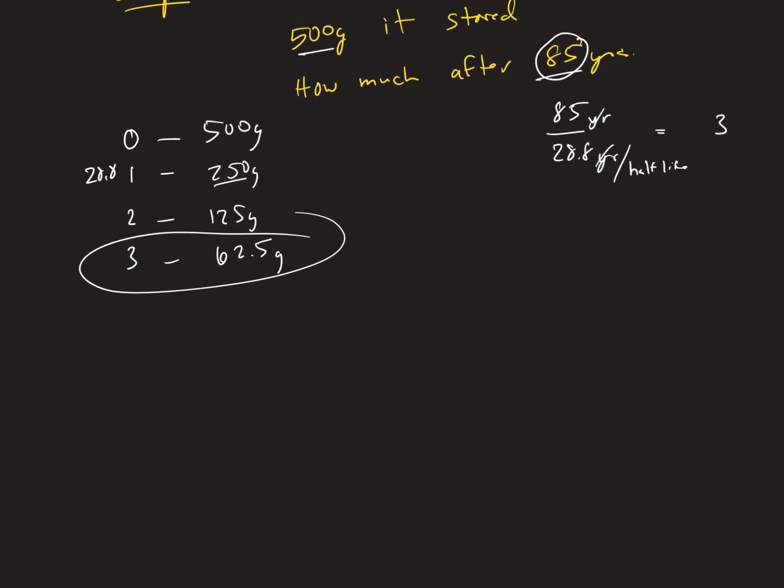That's our first example: how to determine how much we have after a certain amount of years. You okay with that? Questions? Is it blowing our minds?